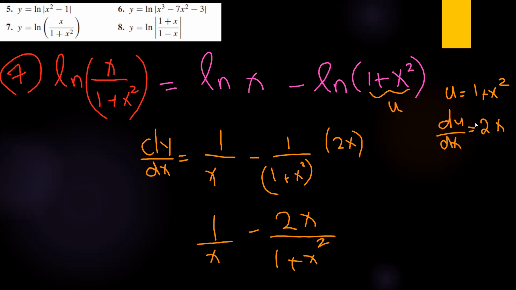Is it clear? Teacher, I expanded it, and my answer is different. What is your answer? 1 minus x squared over x multiplied by 1 plus x squared. So teacher, I don't have this.